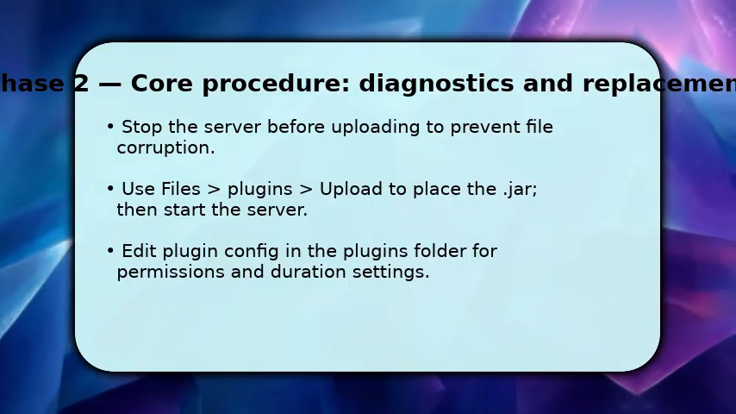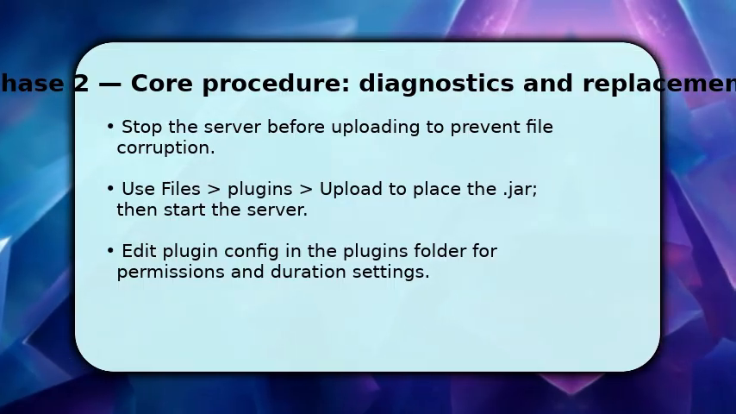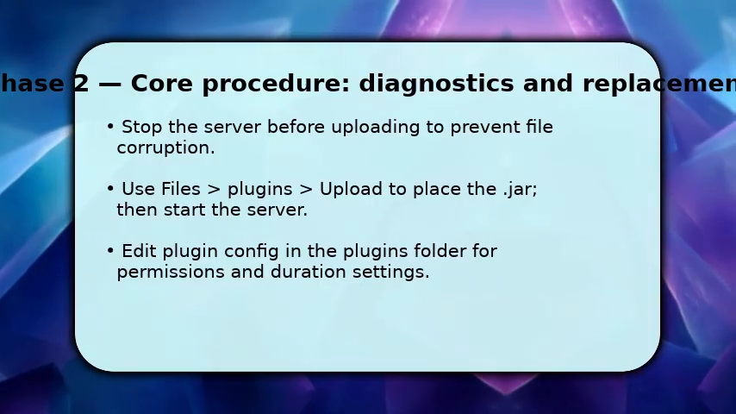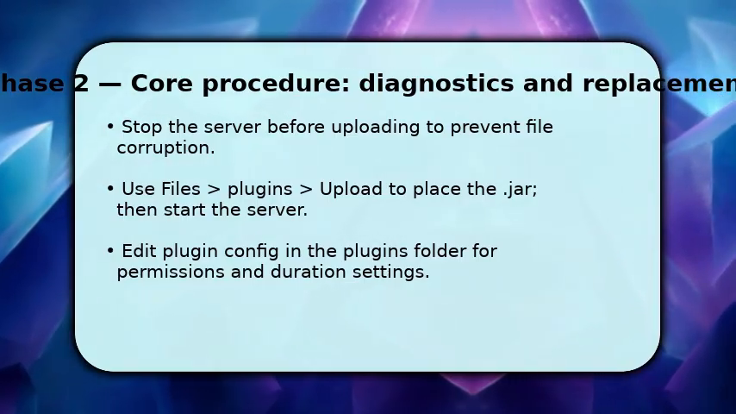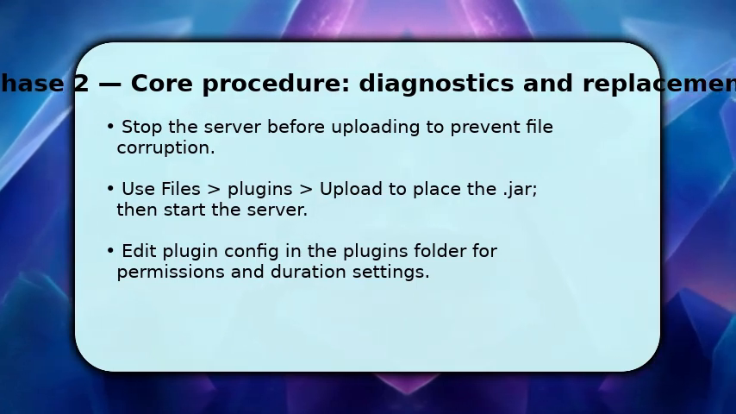Start the server briefly to generate config files, then stop it again to edit them. Open the plugin's config. Set default duration, intensity, and permission nodes so players receive effects correctly. This step matters because misconfigured permissions block functionality.